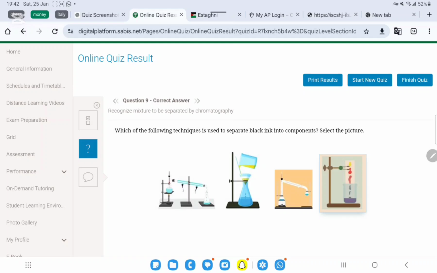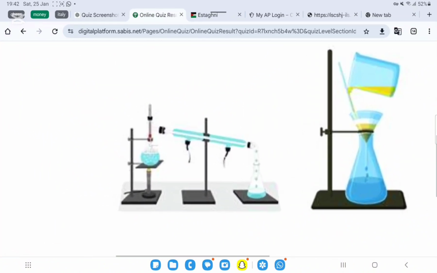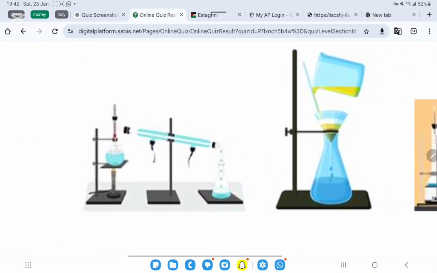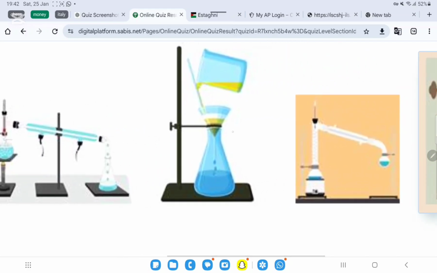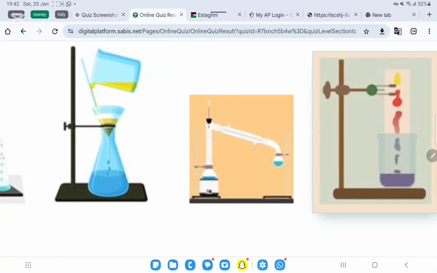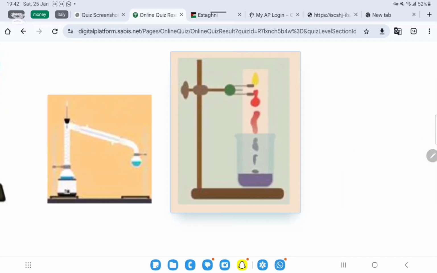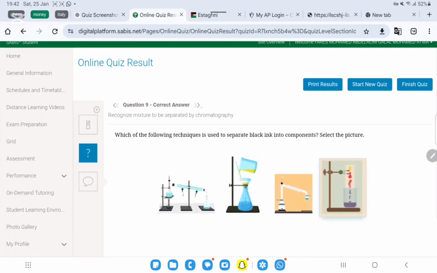Which of the following techniques is used to separate black ink into components? We can't use distillation to separate black ink, or we can't use filtration either, because filtration is for an insoluble solid and liquid. Or fractional distillation, which is for two liquids with close boiling points. So we use paper chromatography.